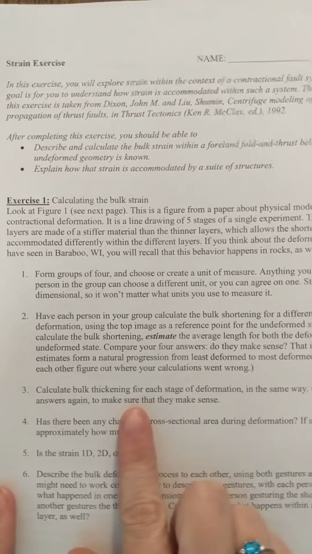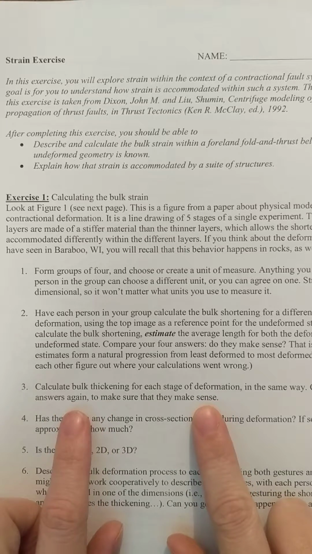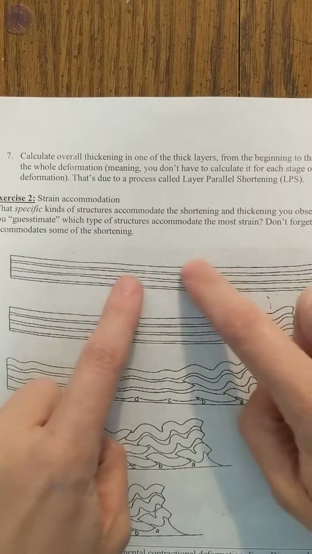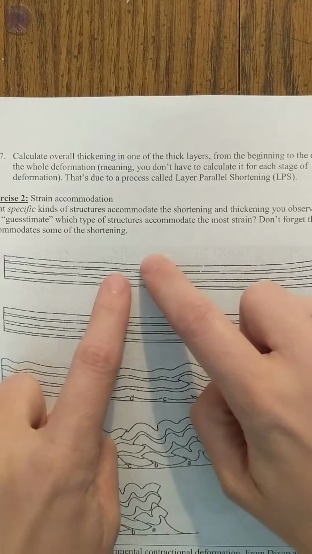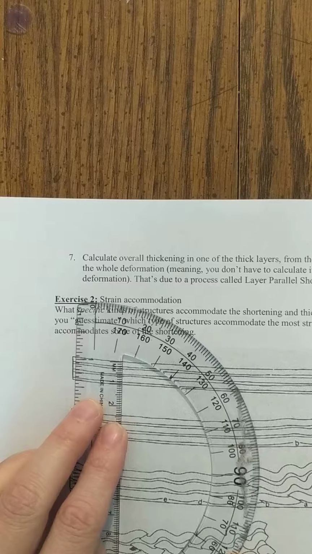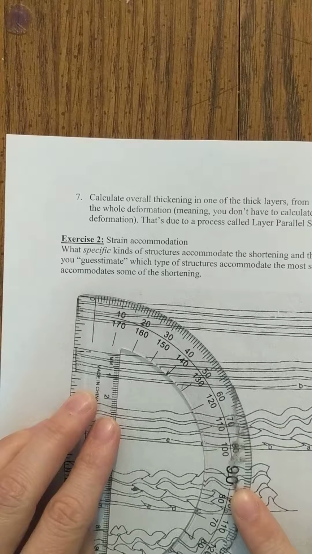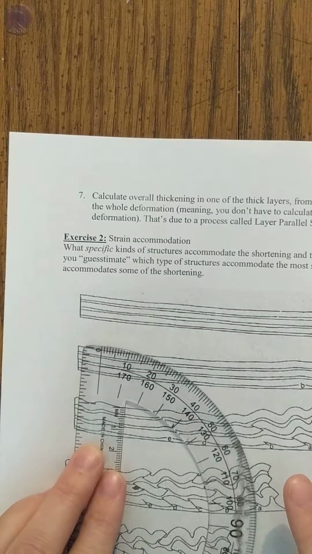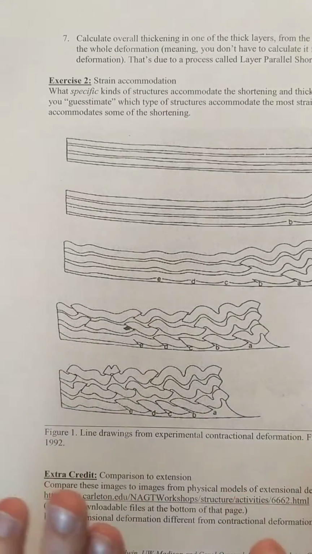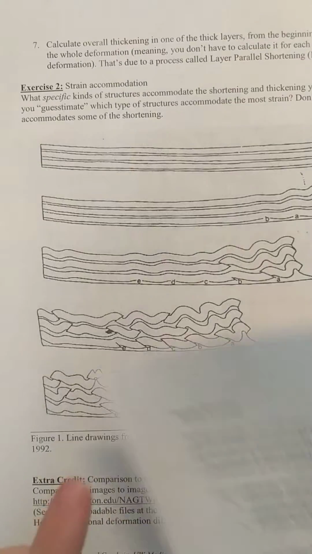All right, the next one, you're going to calculate the bulk thickening for each of the stages of deformation in the same way. So instead of overall shortening this way, you're going to do thickness of each layer. So we've got 3 millimeters here, 3 millimeters there, but these guys are thickening up, 4 millimeters, and so on. So again, calculate the difference in thicknesses between those two.